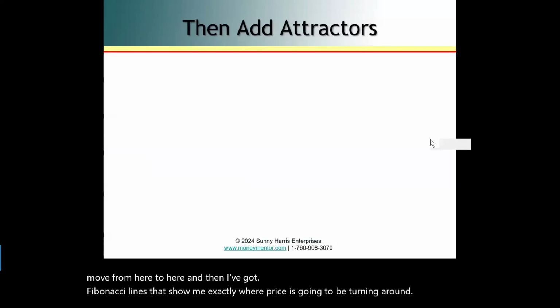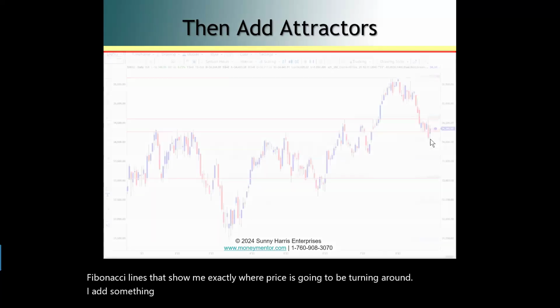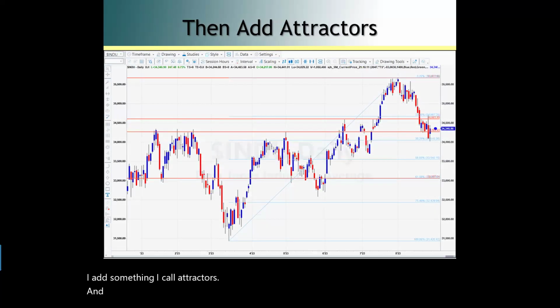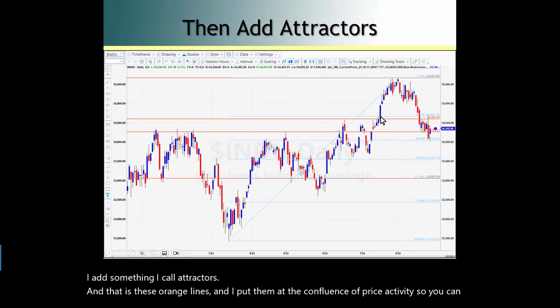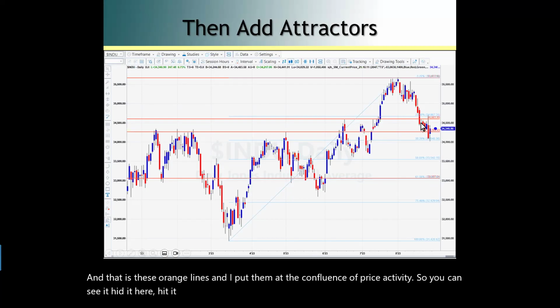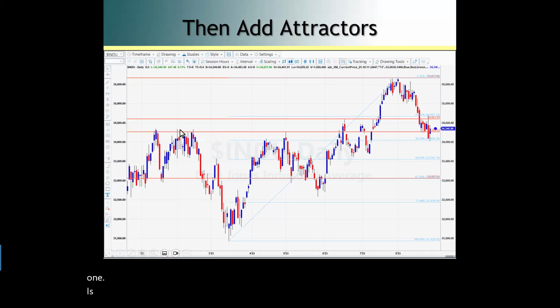I add something I call attractors, and that is these orange lines, and I put them at the confluence of price activity. So you can see it hit it here, hit it right here again, hit it over here again, and those I call attractors. This one is at these prices, confluence of price activity all over this area. And it hits it again here, hits it again here, here, and here.